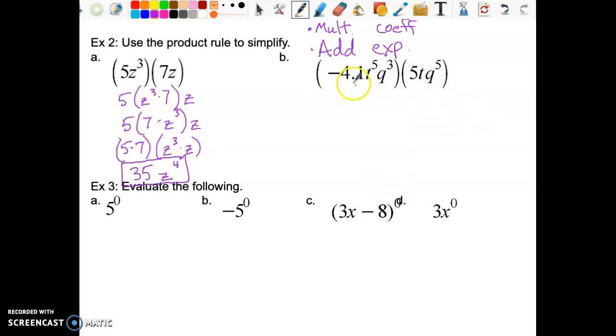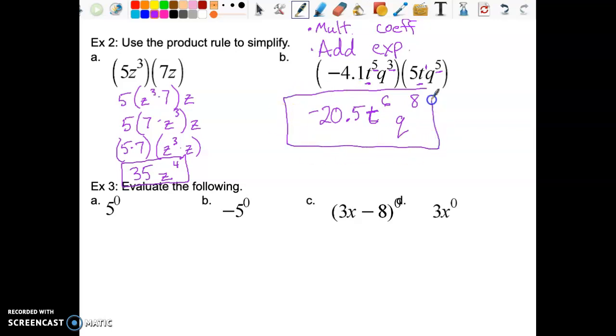Looking at the next one, again, make sure you're only adding the exponents with the same variable. Okay, but 5 times negative 4 is negative 20. 0.1 times 5 is 0.5. So it becomes t to the 6th power. Try to put a little hook on my t so it doesn't look like a plus sign. Because this exponent's 5, this exponent's 1. 5 plus 1 is 6. And then q to the 8th power. This exponent's 3, this exponent's 5, 3 plus 5 is 8.